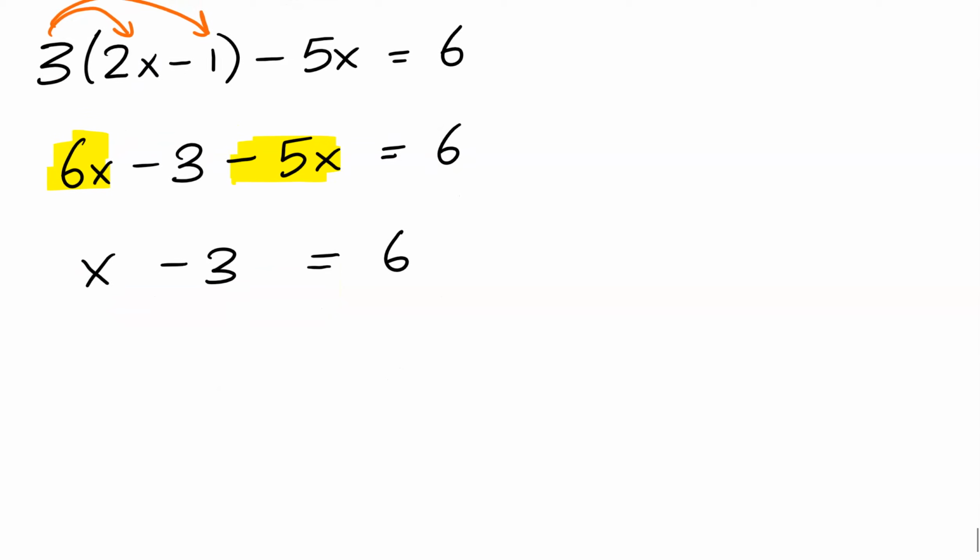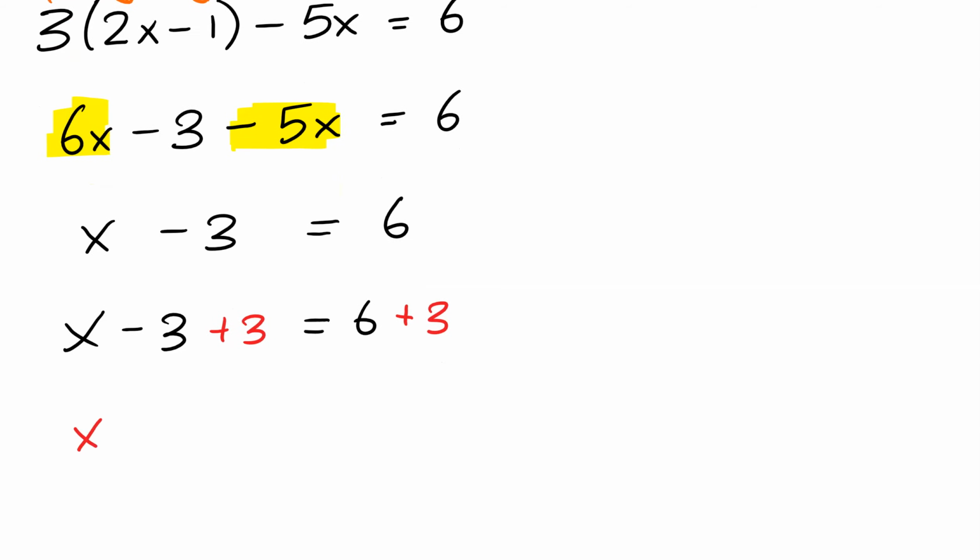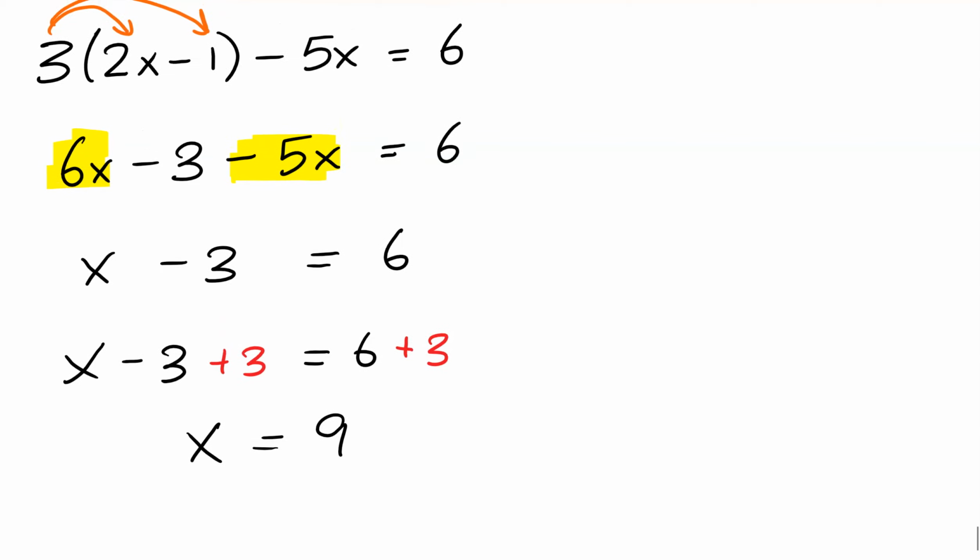Alright, and now I want to get rid of this 3. So I've got x minus 3. I'll add 3 on this side, equals 6, and I'll add 3 on this side as well. So therefore x equals 9. And that is how I solve this expression. So just remember, when you're solving expressions, you want to simplify, solve, and we're trying to isolate that x. So the key thing to remember is you're trying to isolate the x.